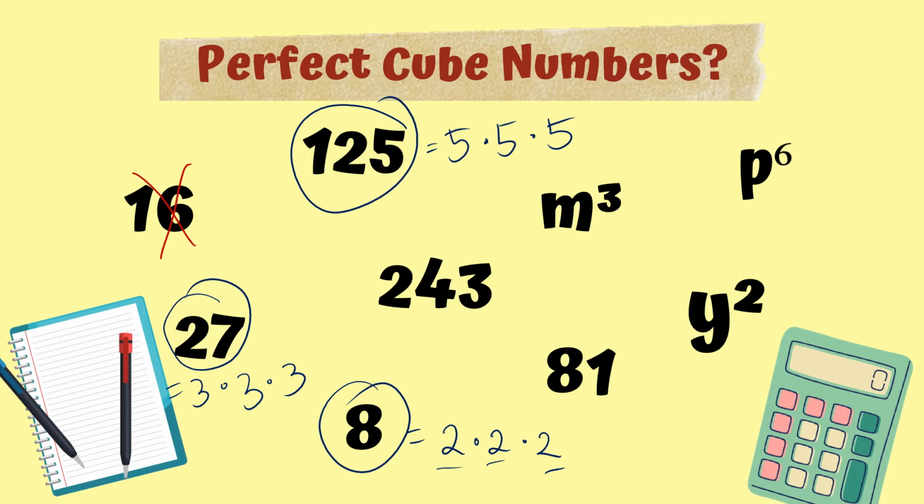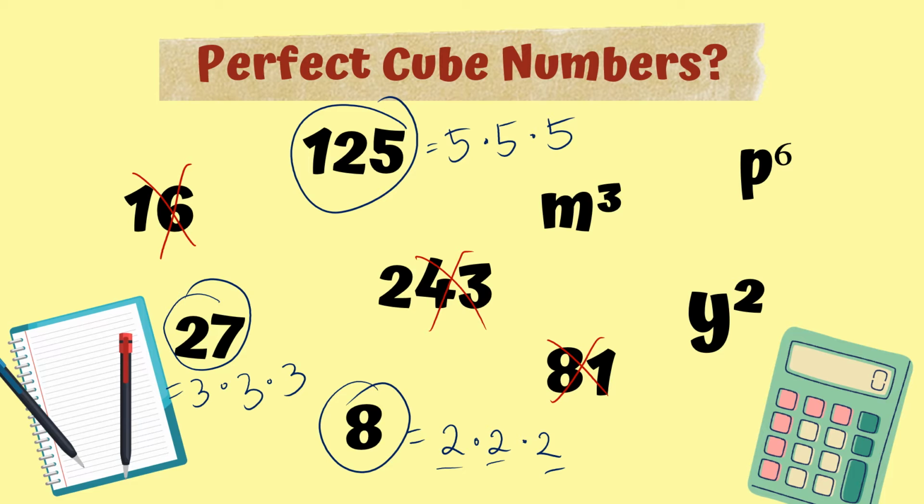How about 81? No, that is a perfect square number. Okay? How about 243? Is it a perfect cube number? Okay, no, that is not a perfect cube number.